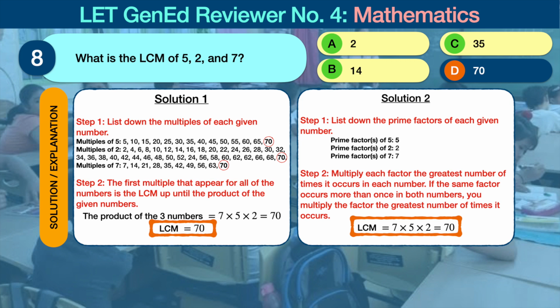If the same factor occurs more than once in both numbers, you multiply the factor the greatest number of times it occurs. In the given problem, there is only one prime factor each for 5, 2, and 7, respectively, which happen to be also 5, 2, and 7. Therefore, the least common multiple is equal to 5 times 2 times 7, which is 70.